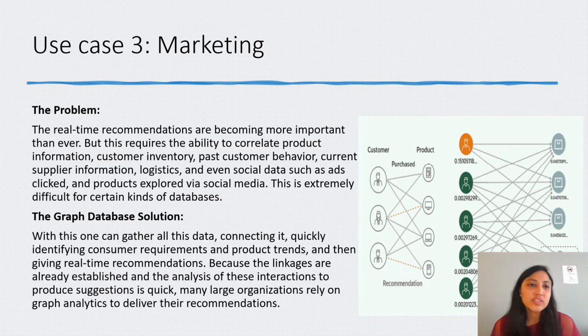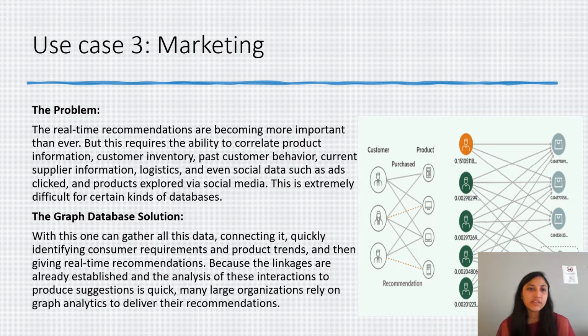The final use case we have used for graph database solutions is the marketing industry. The problem is that real-time recommendations are becoming more important than ever. But this requires an ability to correlate product information, customer inventory, past customer behavior, current supplier information, logistics, and even social data such as ads clicked and products explored via social media.